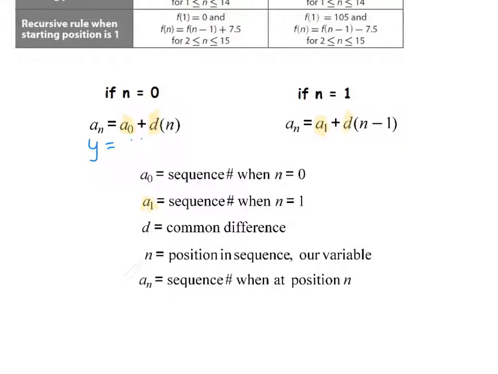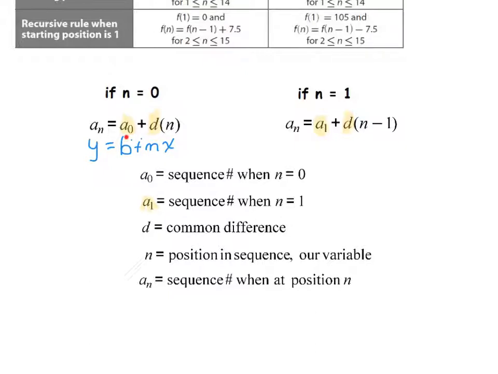D is our common difference. Now in parentheses, you're going to have n minus 1. Okay, let's think about this. Recall y equals mx plus b. These are linear equations that we're working with here, arithmetic sequences.